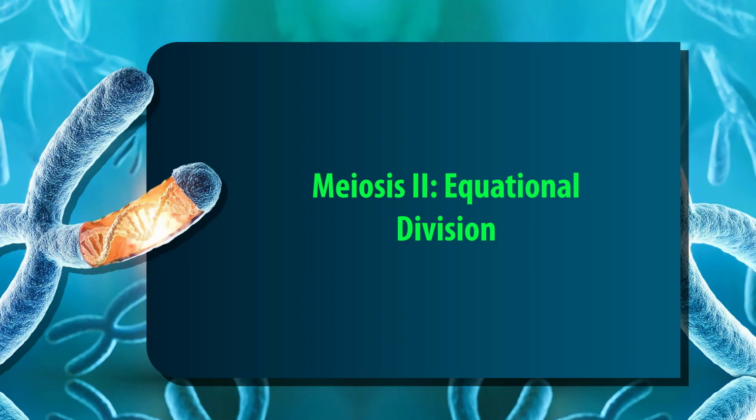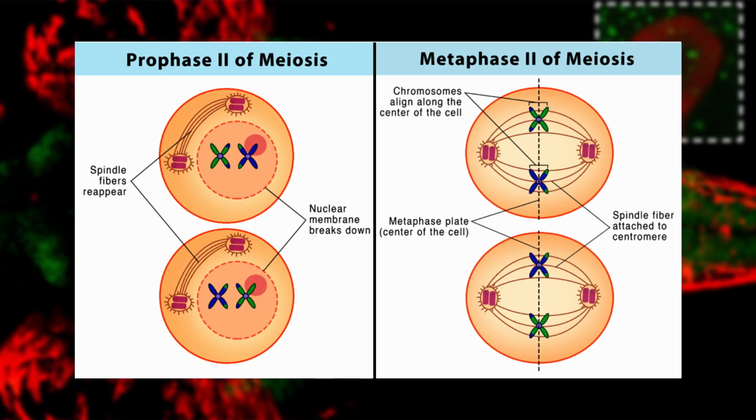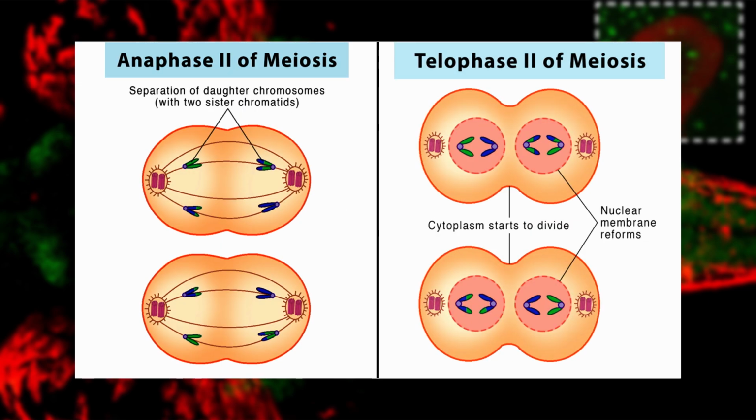Next is meiosis II, or the equational division. It resembles mitosis but occurs in haploid cells where no DNA replication takes place. In prophase II, chromosomes condense and a new spindle forms. Metaphase II, chromosomes align at the equator, kinetochores attached to opposite poles. Anaphase II, sister chromatids separate into individual chromosomes.